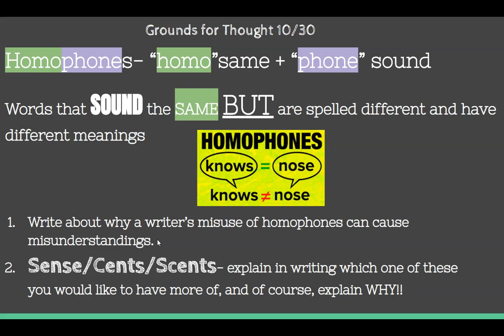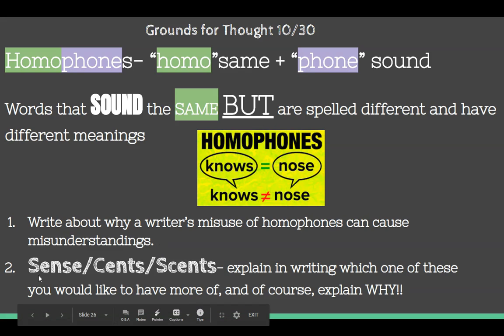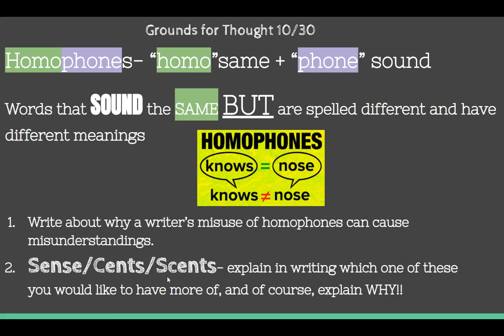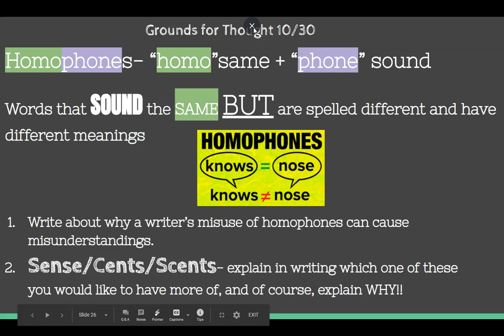The second thing, once you've done that, is I want you to look at sense, cents, and scents. I want you to explain in writing which of these you would like to have more of, and of course, explain why. So you have 7 minutes and 42 seconds to explore homophones and why it's important to know the difference between them and to be clear in our writing.